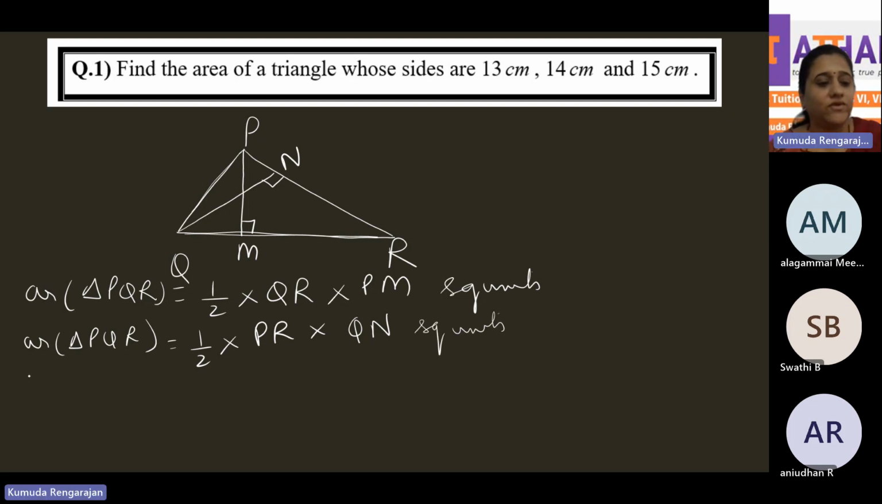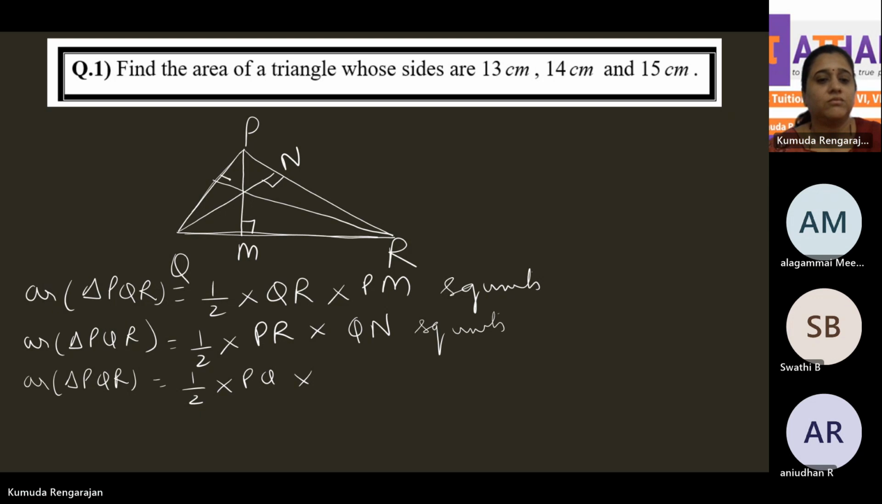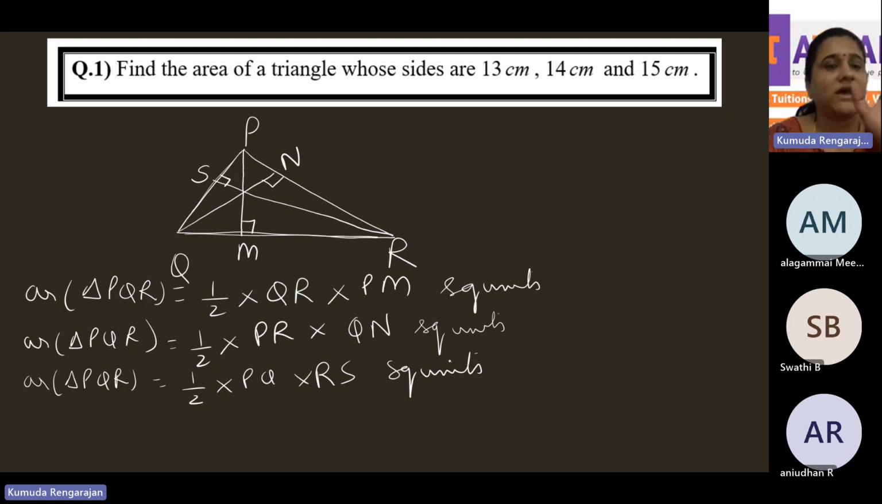Similarly, if you want to find the area of triangle PQR using PQ as the base, then you need to know the altitude on PQ. Let me call it S. So half into PQ into RS, square units. This is understood. Now, the area of this triangle PQR can be only one answer. We can't give different answers. The area for this triangle is unique.